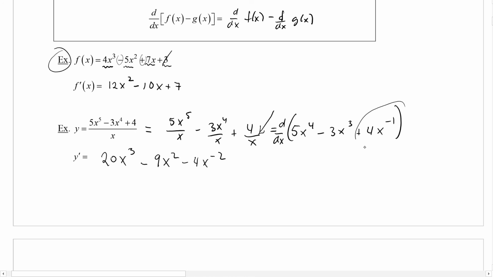One thing about negative powers, anytime you take the derivative of a function that contains a negative power, the negative will change the sign of whatever this number is. So if it's positive, it'll become negative. If it's negative, it'll become positive.